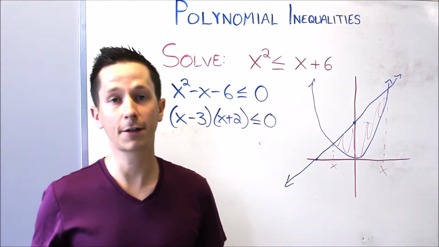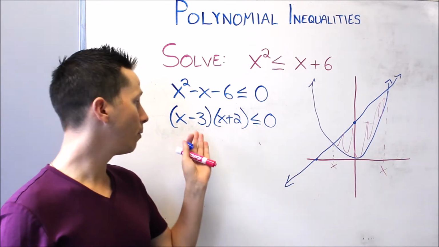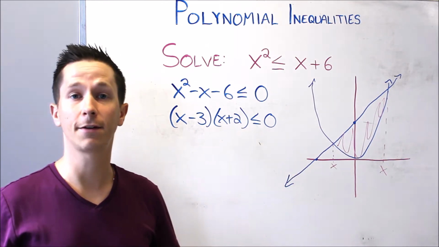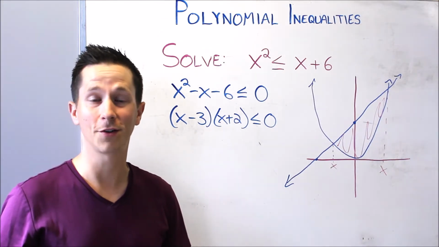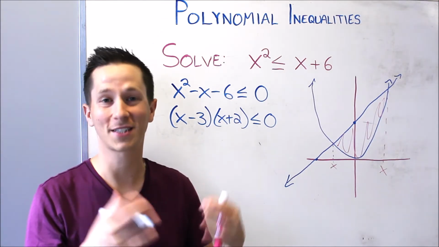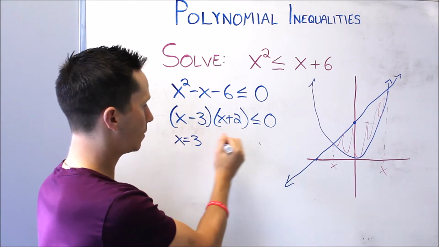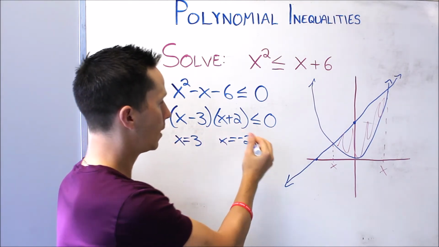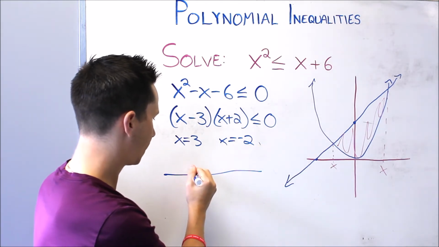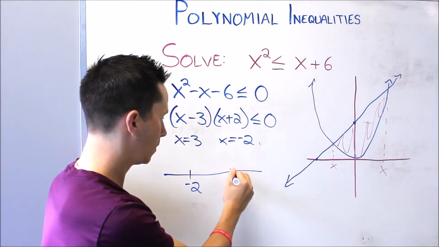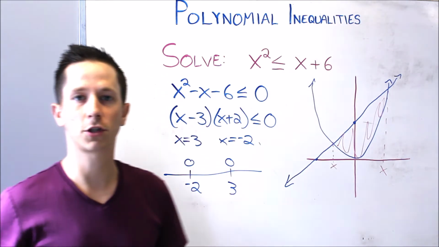The reason I want to factor, if we were solving for where it's equal to 0, it would be really easy. We would see it's 3 and negative 2. But we don't want just where it's equal to 0. We want to know all of the x values where it's less than or equal to 0. So I'm going to start at those points. X equals 3 and x equals negative 2 makes this thing 0. I'm going to plot those on a number line. So negative 2 and 3. And I know at those points this function is 0.